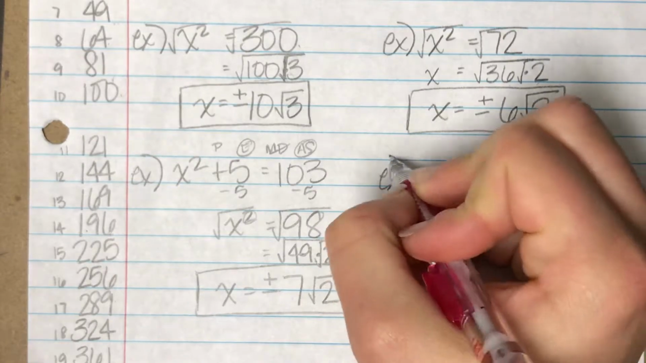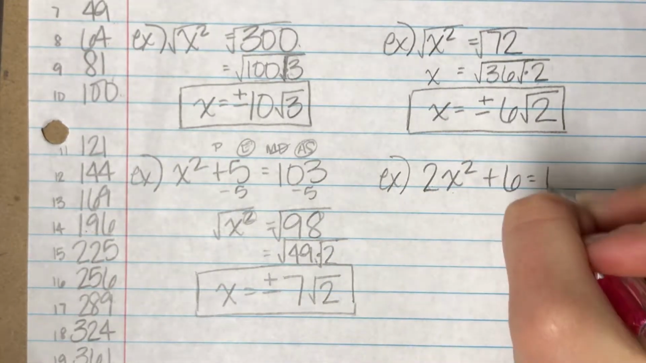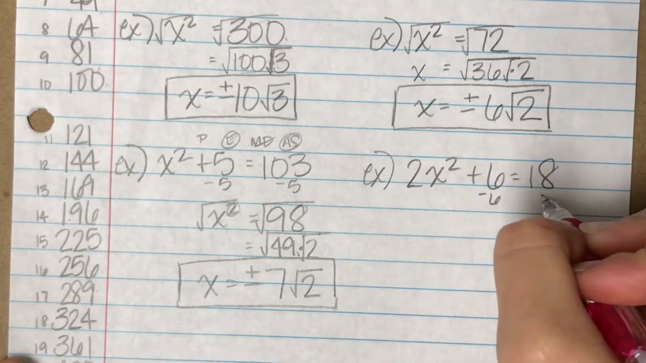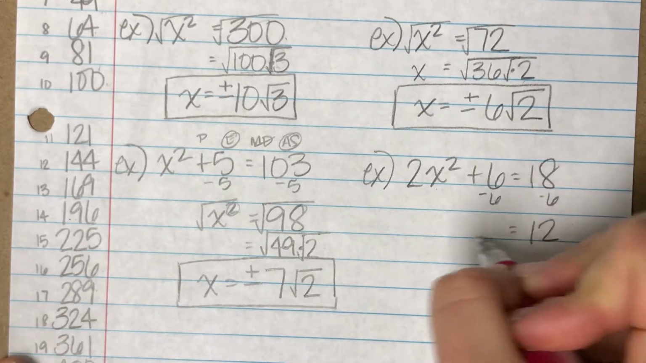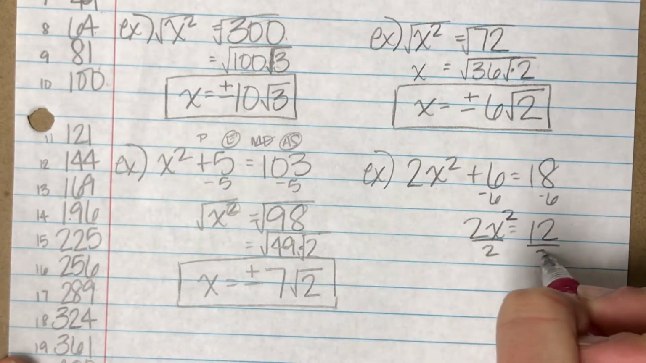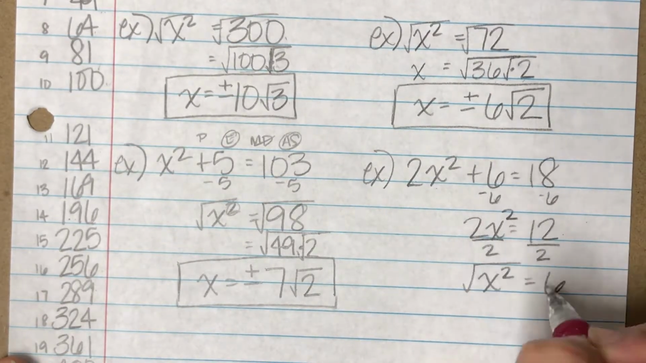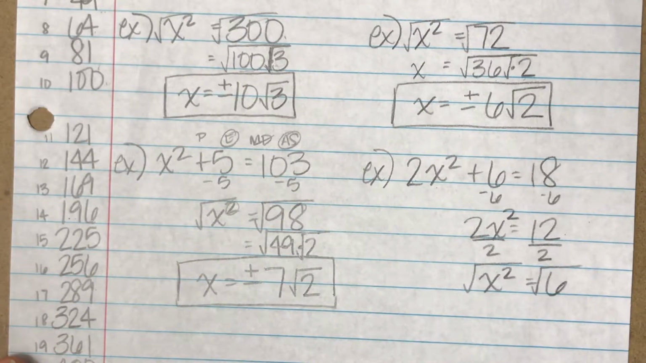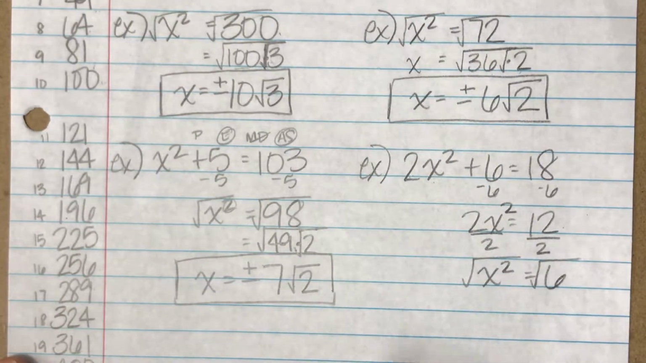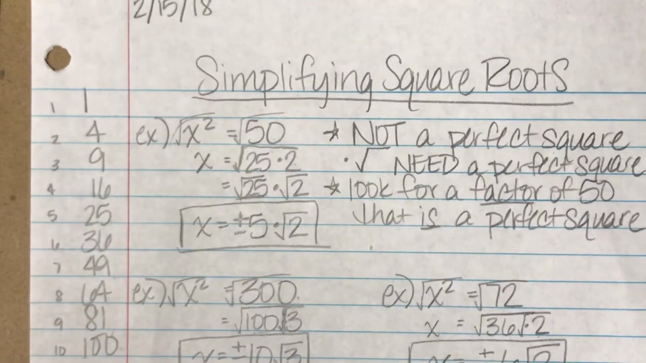One more. If I go multi-steps, equals 18. Then I'm going to subtract the 6 to get 12. Then I'm going to divide by the 2 to get x squared equals 6. Take the square root of those. 6 is not a perfect square on my list, so I'm going to look over here and see, okay, well, are there any perfect squares that go into 6?